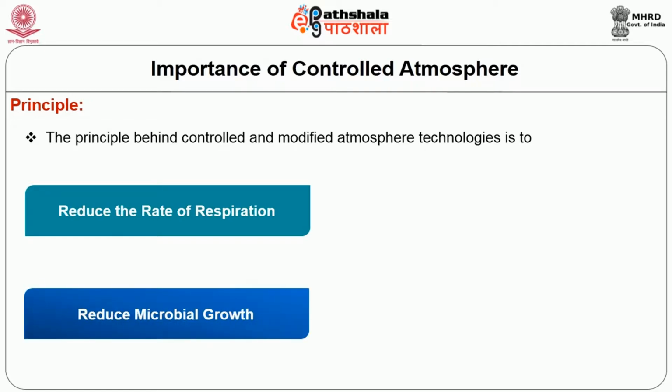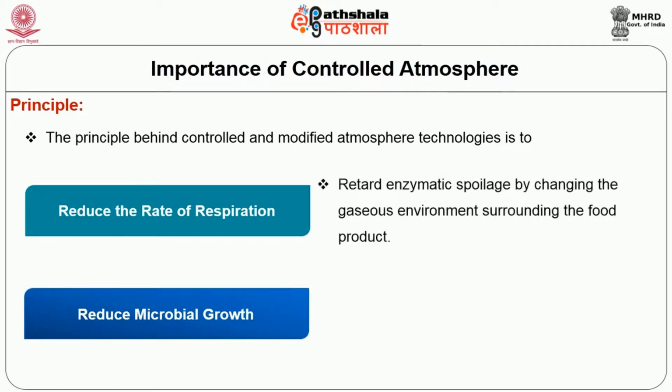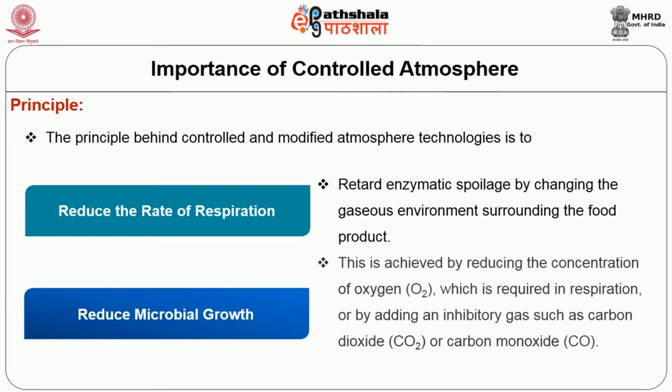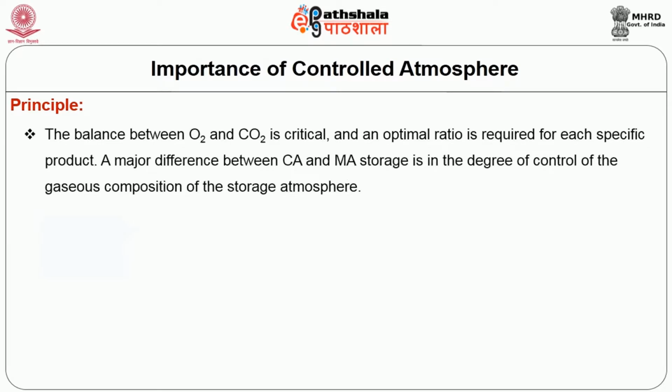respiration, reduce microbial growth, and retard enzymatic spoilage by changing the gaseous environment surrounding the food product. This is achieved by reducing the concentration of oxygen which is required in respiration, or by adding an inhibitory gas such as carbon dioxide or carbon monoxide. The balance between oxygen and carbon dioxide is critical, and an optimal ratio is required for each specific product.